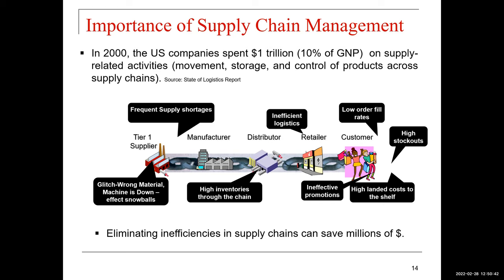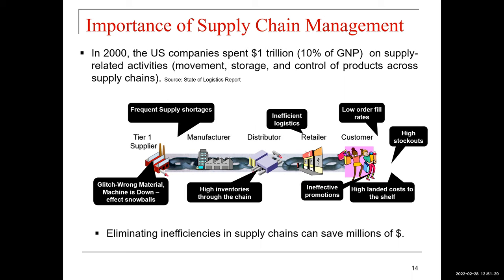So we want, as managers, and also as facilities planners, to eliminate the inefficiencies in the supply chain, because we know that will have an impact in terms of cost reduction. Again, we observe some of these things now with COVID, some of the limitations, let's say that way, of the current supply chain, not only in the United States, but everywhere. So we want to, for example, eliminate those frequent supply shortages. We want to make sure that if we are suppliers, we have backup plans if those suppliers are not available.